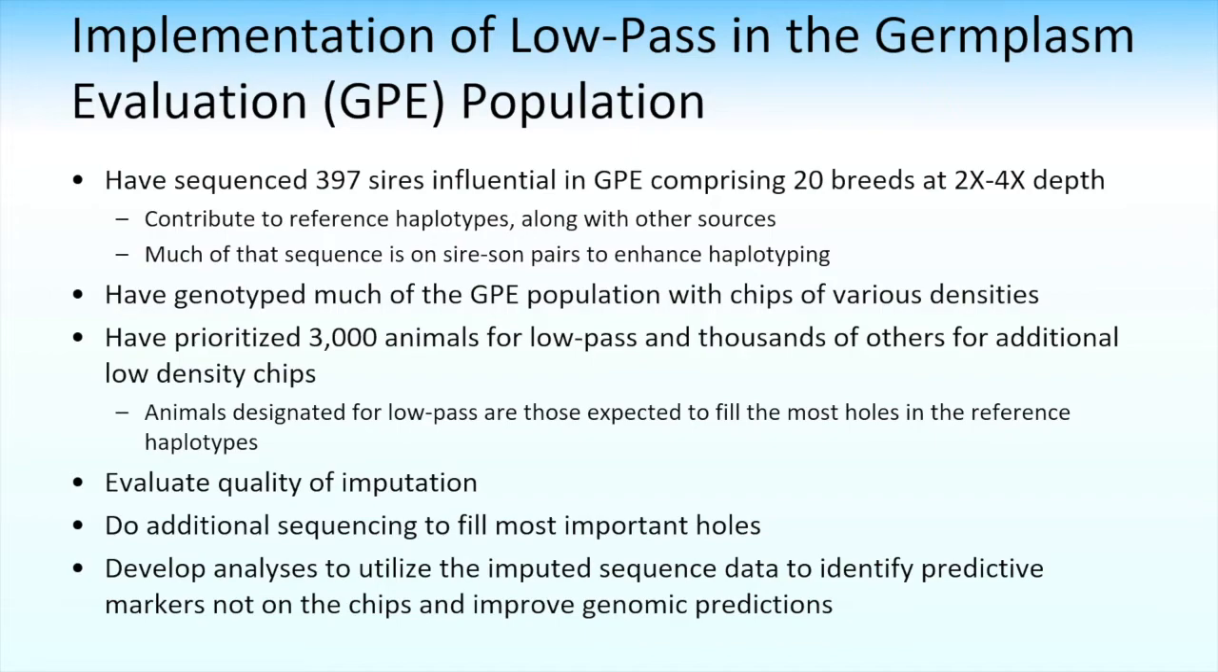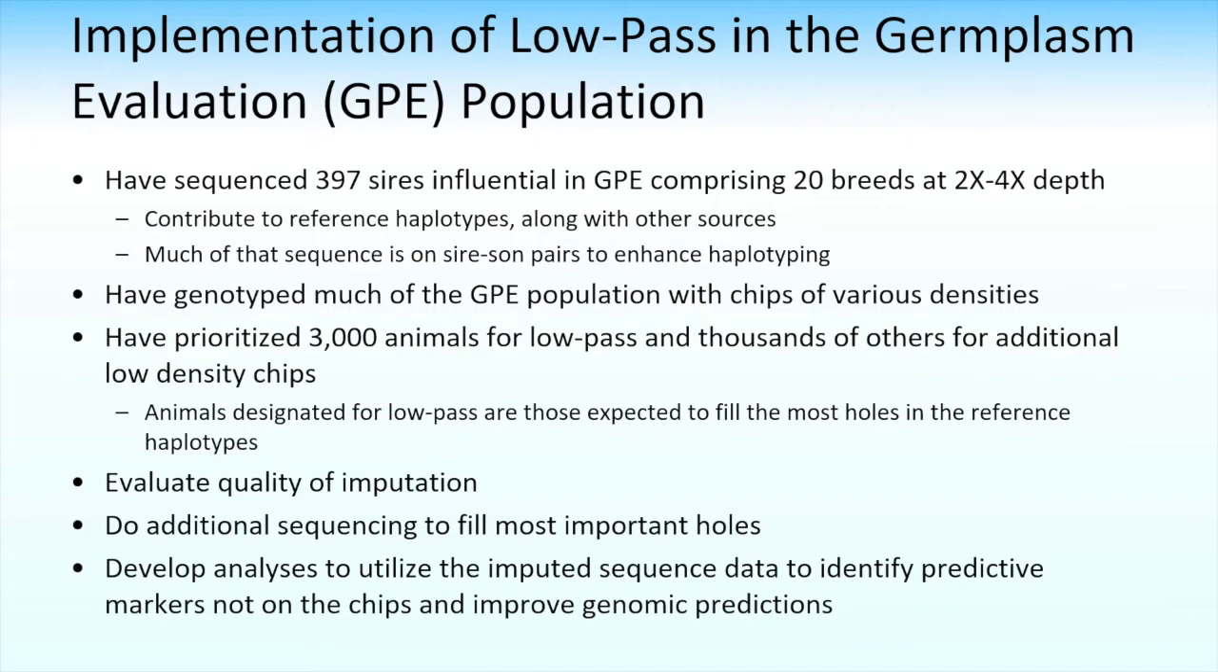Larry told you that we're initiating a pilot project in collaboration with the University of Nebraska, in which we're going to add low-pass sequence to populations at UNL and several populations at US MARC. And I'm going to give you a little bit more detail on what we're doing within the germplasm evaluation project. We have already sequenced almost 400 sires that are influential in the project, comprising 20 breeds at 2 to 4x depth of coverage.